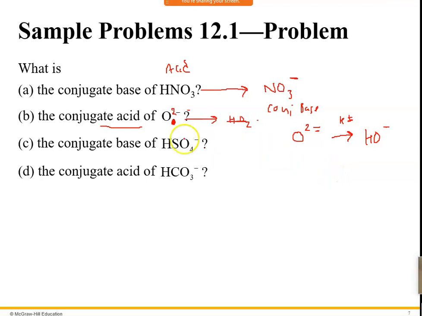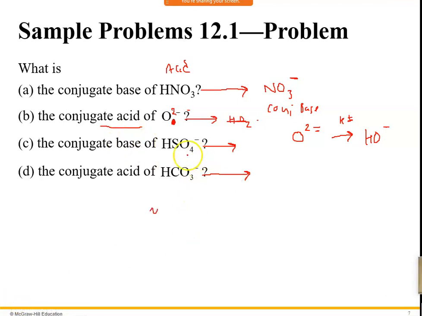Okay, so that's what I think that's supposed to be. I think that 2 was supposed to be up there. Okay, so why don't you do the same for these? Show me what the conjugate base form of this would be, and show me what the conjugate acid form of that would be. I'll give you a little bit of time to work on that.